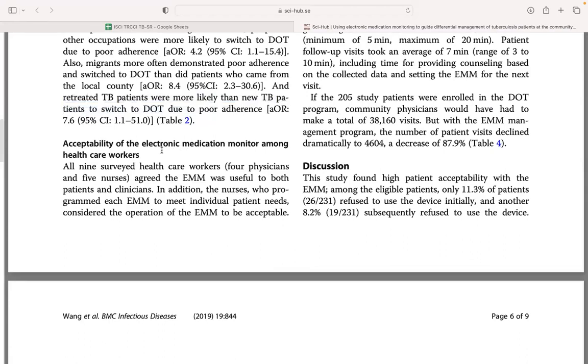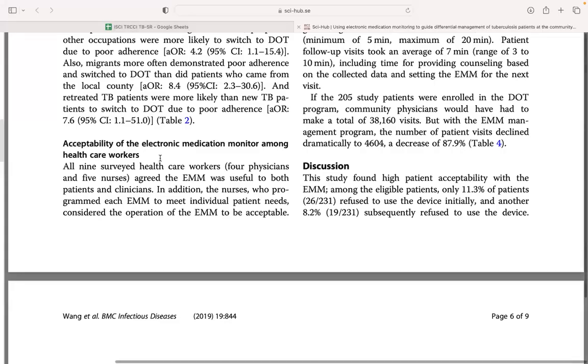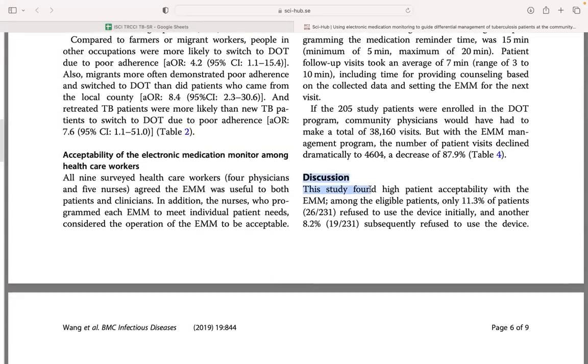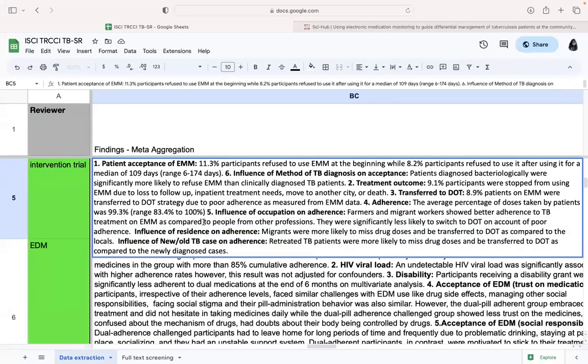Acceptability of EMM by healthcare workers. Now, this is an important point. In my systematic review, we are only looking for the acceptance of EMM by patients, the adherence by patients, and all of these things for patients only. We don't want information about healthcare workers. So I'm going to completely skip this paragraph, and there comes discussion. So we're not going to talk about discussion right now. We will only focus on results. So this much is what we need to do first.